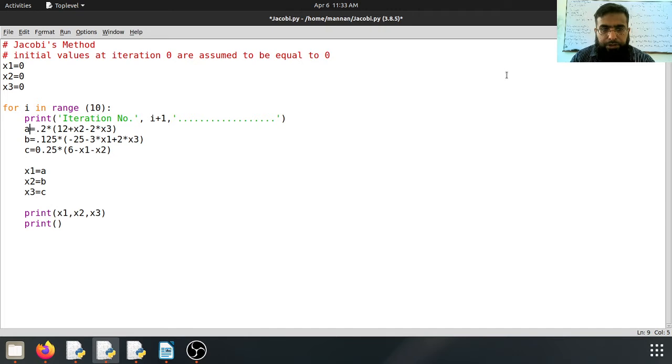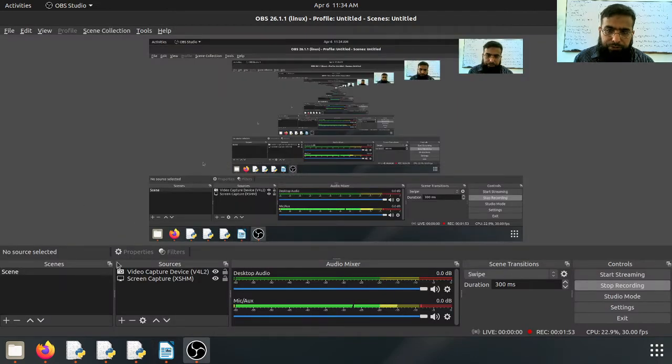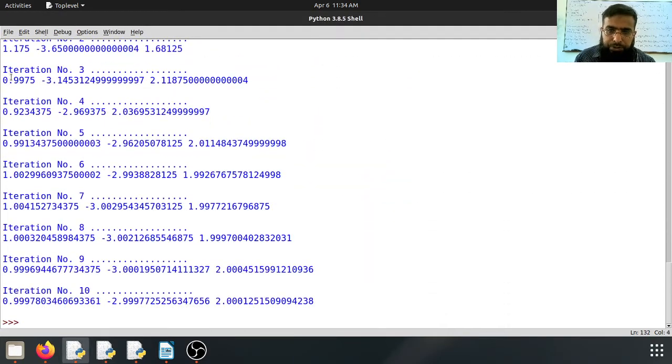This a is actually the implementation of x1 equals 12 plus x2 minus 2x3 divided by 5. Divided by 5, 1 over 5 is 0.2. Therefore I have written 0.2 here. And then b and c, and after I have computed these values, I have assigned the values of a, b and c to x1, x2 and x3 once again, so that in the next iteration the new values are available. I have also printed the values at each iteration. So let's run this code and see whether it converges.